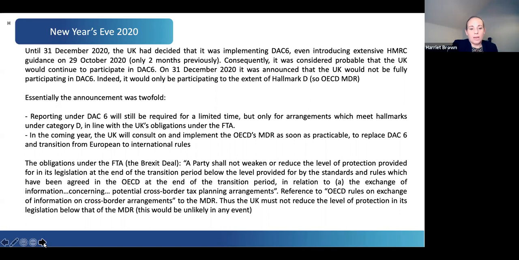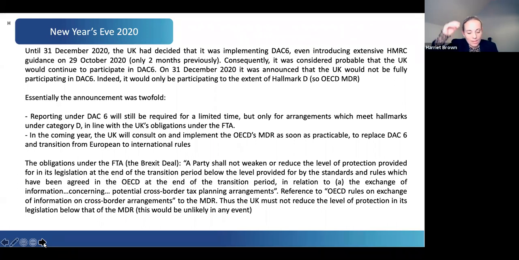So I considered it fairly likely, in fact, I considered it almost certain, that the UK would remain in DAC6. All I can say is don't take tips on horse races from me, because quite late on New Year's Eve, it was announced that the UK wouldn't be involved in DAC6, and they would be adopting rules equivalent to the OECD MDR within the next year.